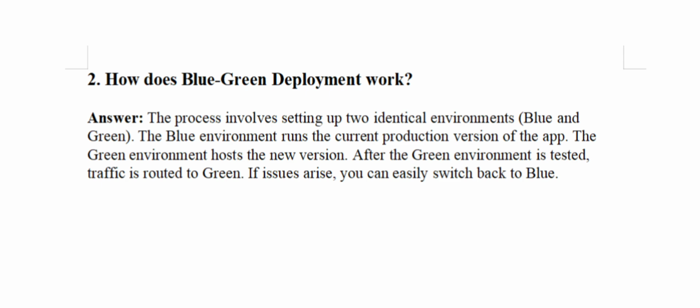Question number 2 is, how does blue-green deployment work? The answer to this is, the process involves setting up two identical environments, one blue and one green. The blue environment runs the current production version of the app. The green environment hosts the new version. After the green environment is tested, traffic is routed to green. If issues arise, you can easily switch back to the blue environment.